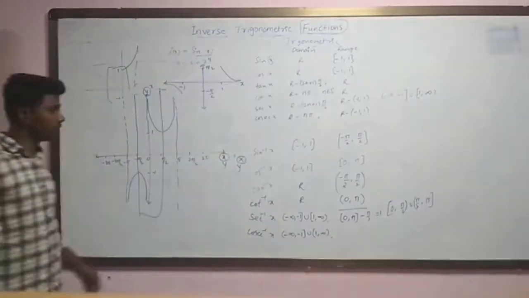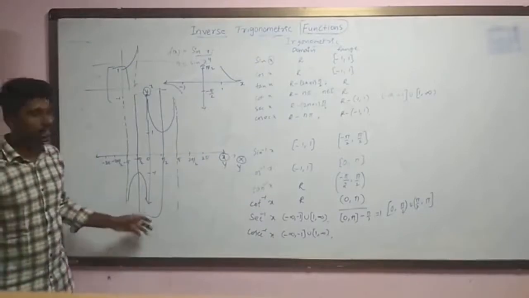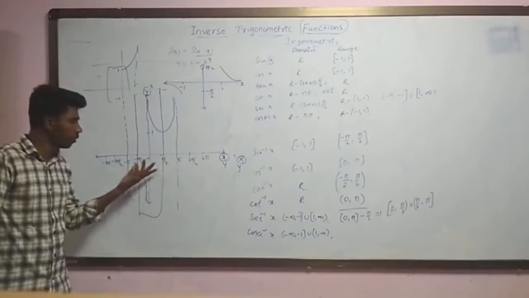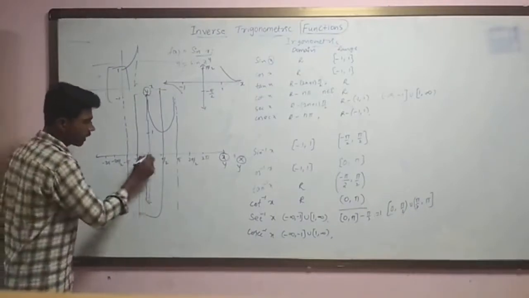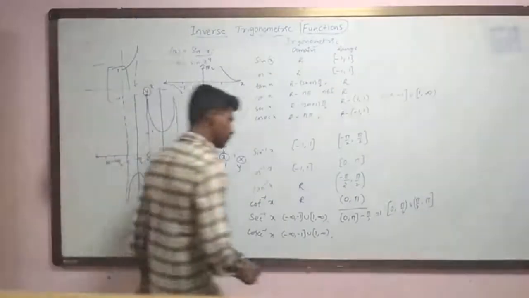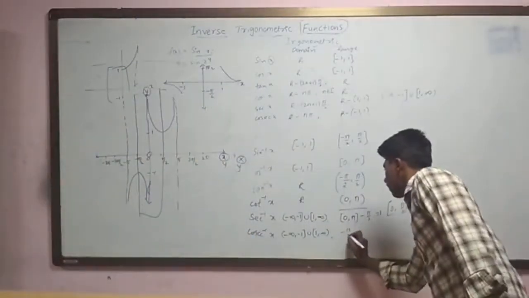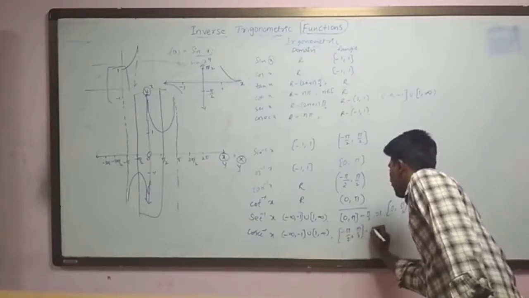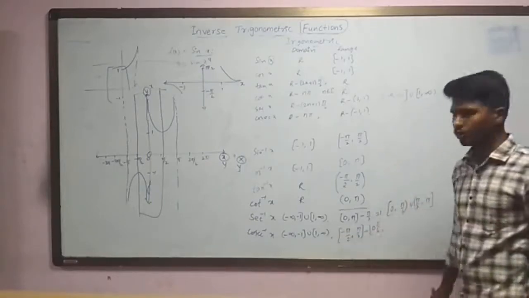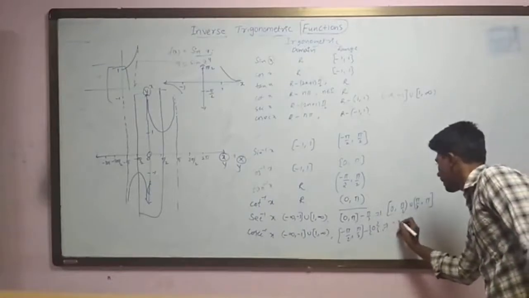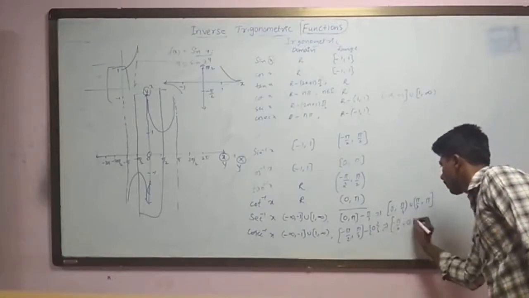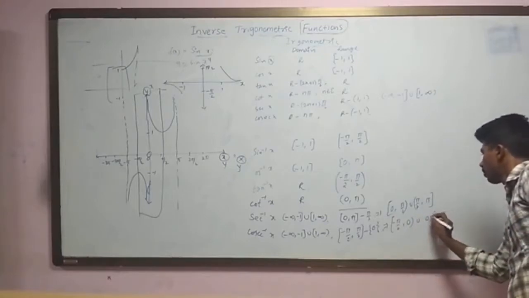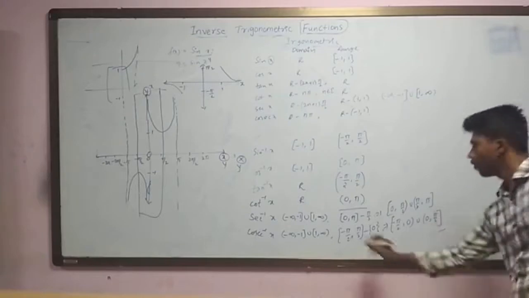So what about its range? We can take the values in between minus pi by 2 and pi by 2, but in between this we are getting 0, which is not defined. So from this branch, from minus pi by 2 to pi by 2, I have to subtract the element 0. It can be rewritten as minus pi by 2 to 0, 0 open, union 0 to pi by 2 closed, 0 open.